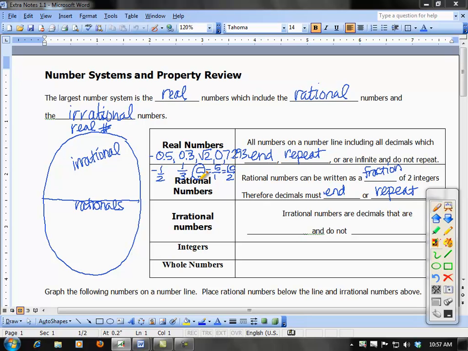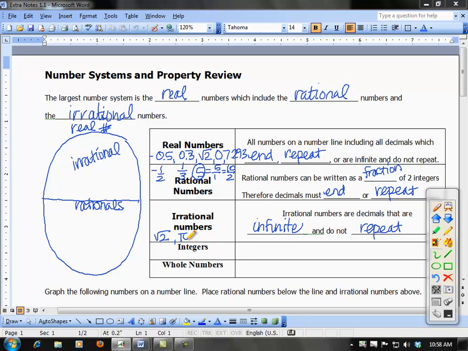Now the other type are irrational numbers, and irrational numbers do not repeat. Let's start there. And they are infinite in length. That means they go on forever and ever and ever without any repetition. Now, you're thinking irrational numbers are something like the square root of 2, where it's not a repeating decimal and we don't know the end of it.